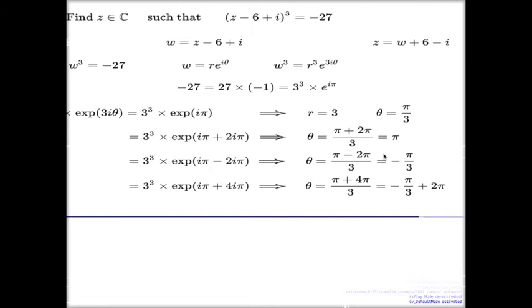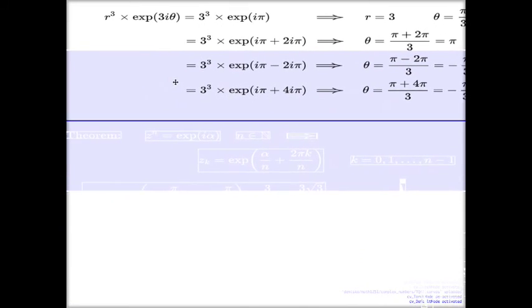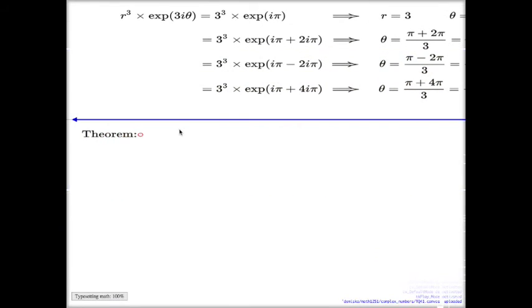But you will never come up with more than 3 different arguments if you're taking the cubic root, or more than n if you're taking the nth root. After you found all of the n, any other angle or any other argument will be one of these n's. This is a fundamental fact about the roots of complex numbers, which you need to remember. This is a fact which I stress here as a theorem.